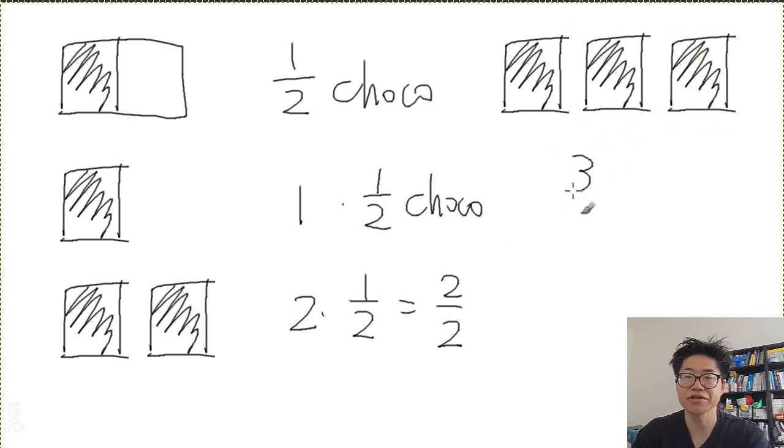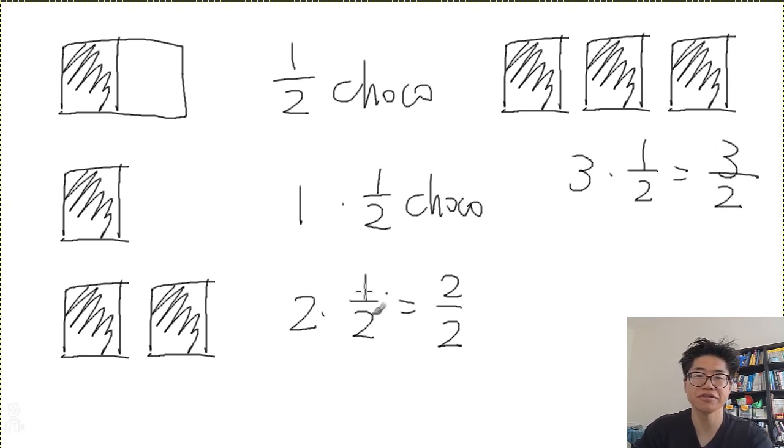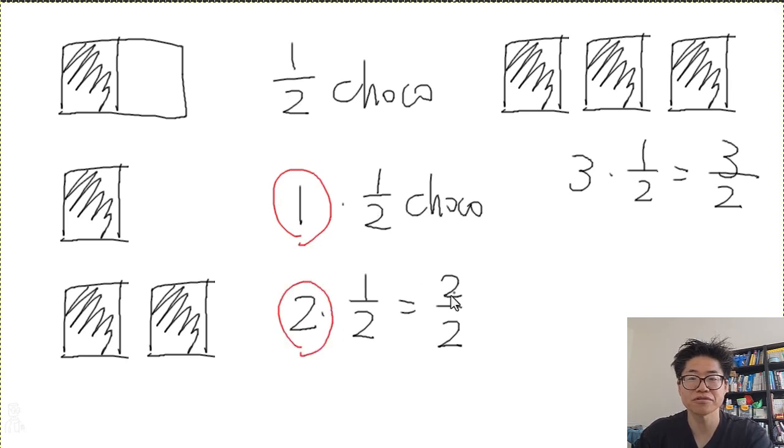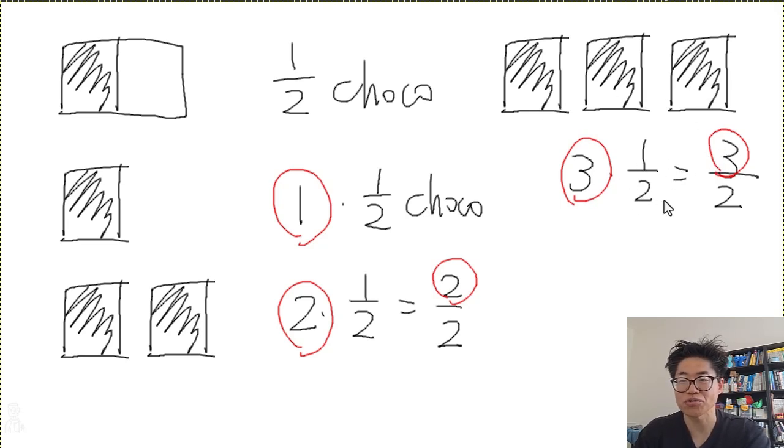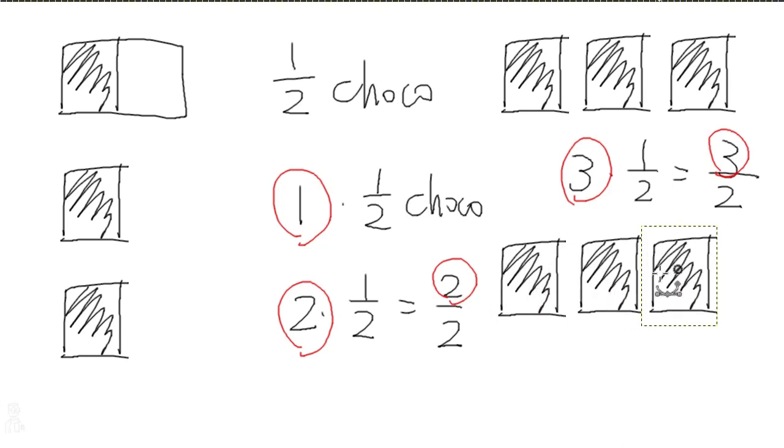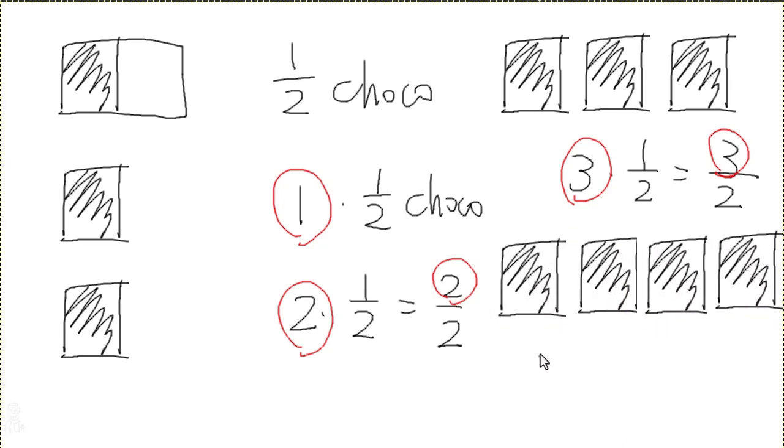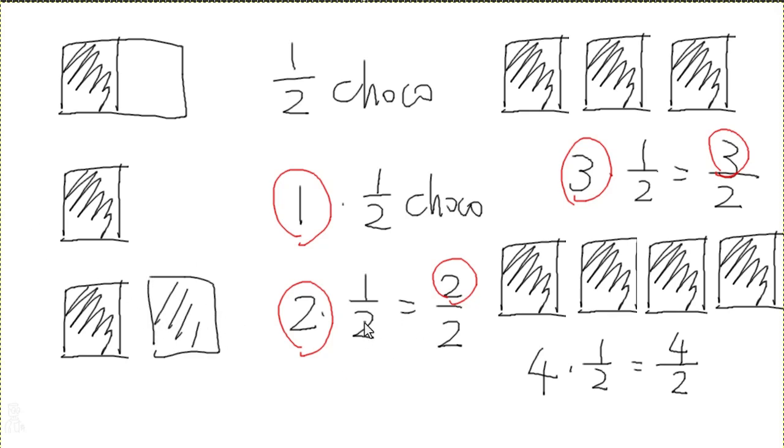Now there are 3 half chocolate bars. We write it like this. See? How many half chocolate bars? This is 1, this is 2, this is 3. Yes? That is 3 half chocolate bars. The same discussion: I have 4 half chocolate bars, then we write it like this. Do you see the system?